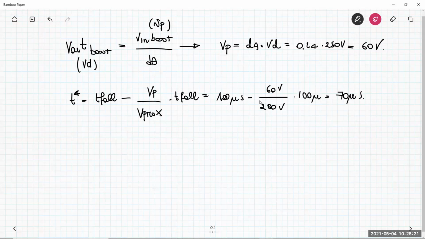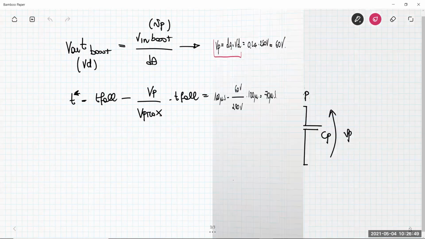This equation basically comes from the previous expression, where Vp is given by this quantity. Okay, thank you for the question.